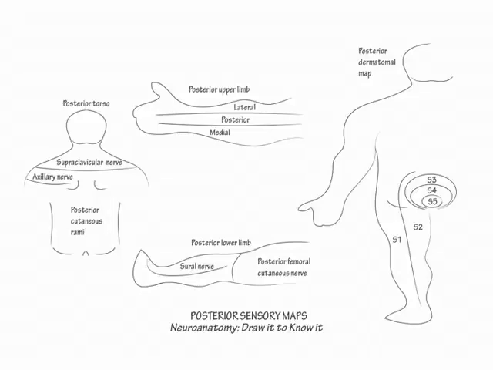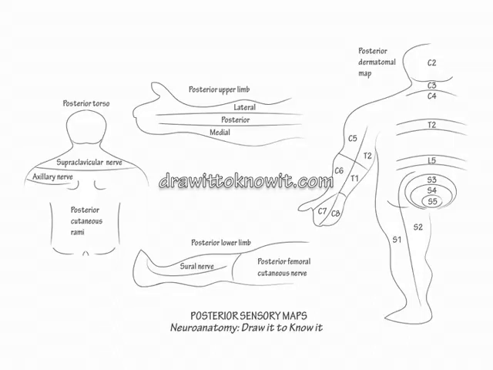Now show that the dermatomal sensory coverage of the posterior arms is the same as that of the anterior arms. Show C2 covers the back of the head, C3 and C4 the posterior neck, and T2 to L5 the upper back down to the buttock. This concludes our drawing of the sensory maps of the body.